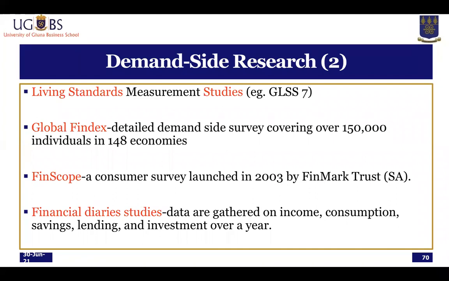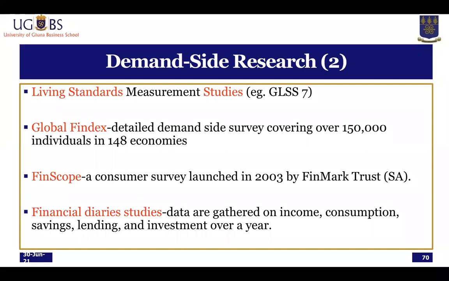Then we've got the Global FINDEX. It's a detailed database that provides demand side surveys covering over 150,000 individuals in 148 economies. So this is also information about consumers' demand for financial services. Then we've got the FinScope. So these are databases and information that help us understand financial inclusion, especially from the demand side, that is, the side of the consumer. We also have the financial diary study, where data is gathered on income, consumption, savings, lending, and investment over a year.